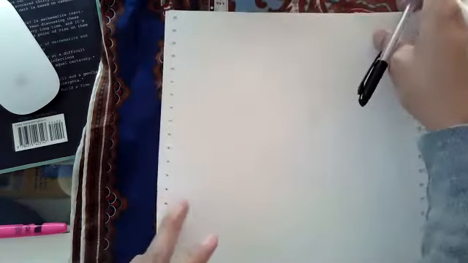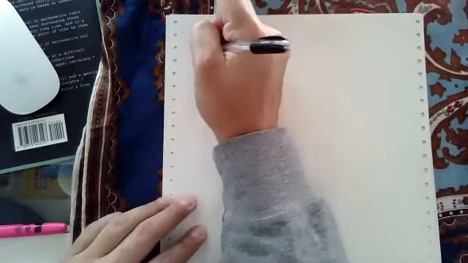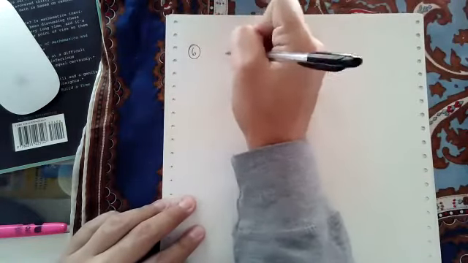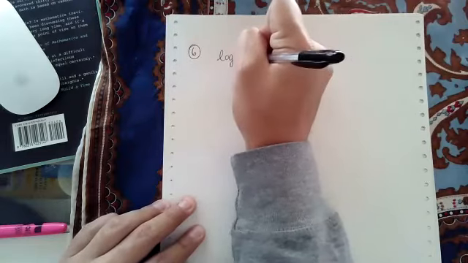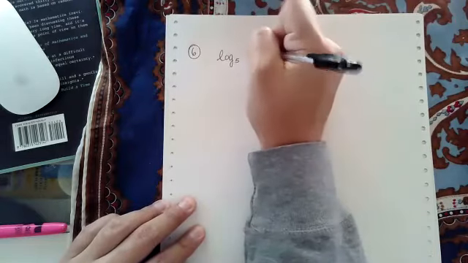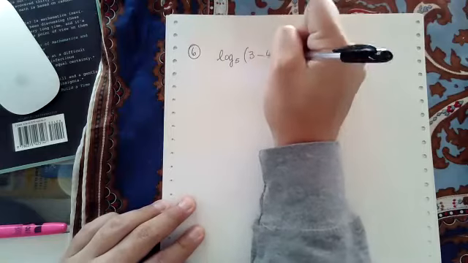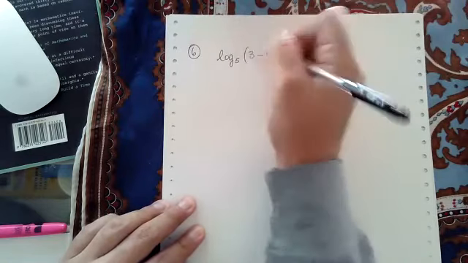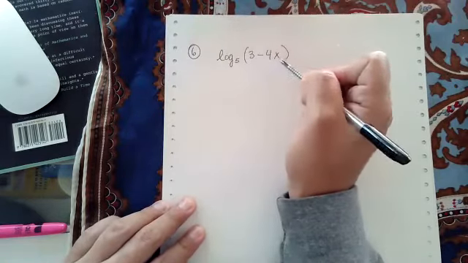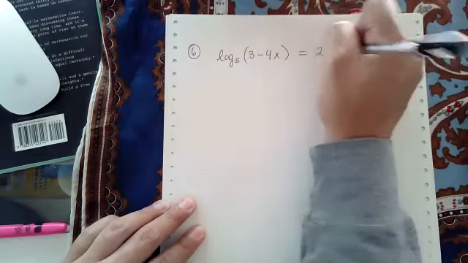Let's look at another one. And they're not all solved the exact same way. They're all solved a little bit differently. So you're going to have to think about, what strategy could I use to solve something that looked like this? Log base 5 of 3 minus 4x, that's equal to 2.